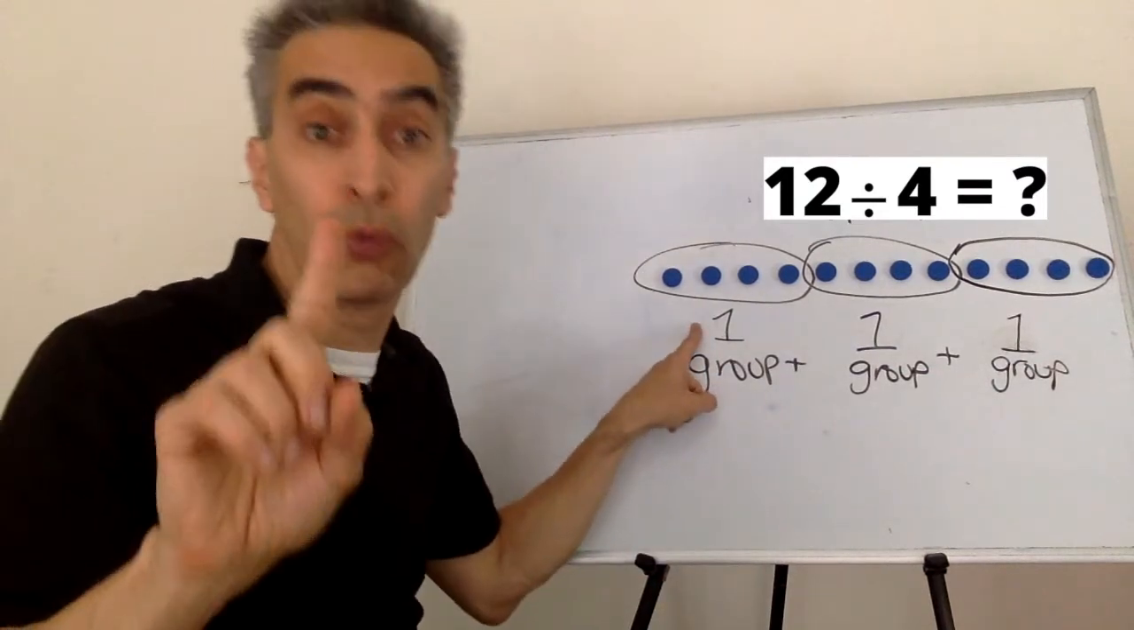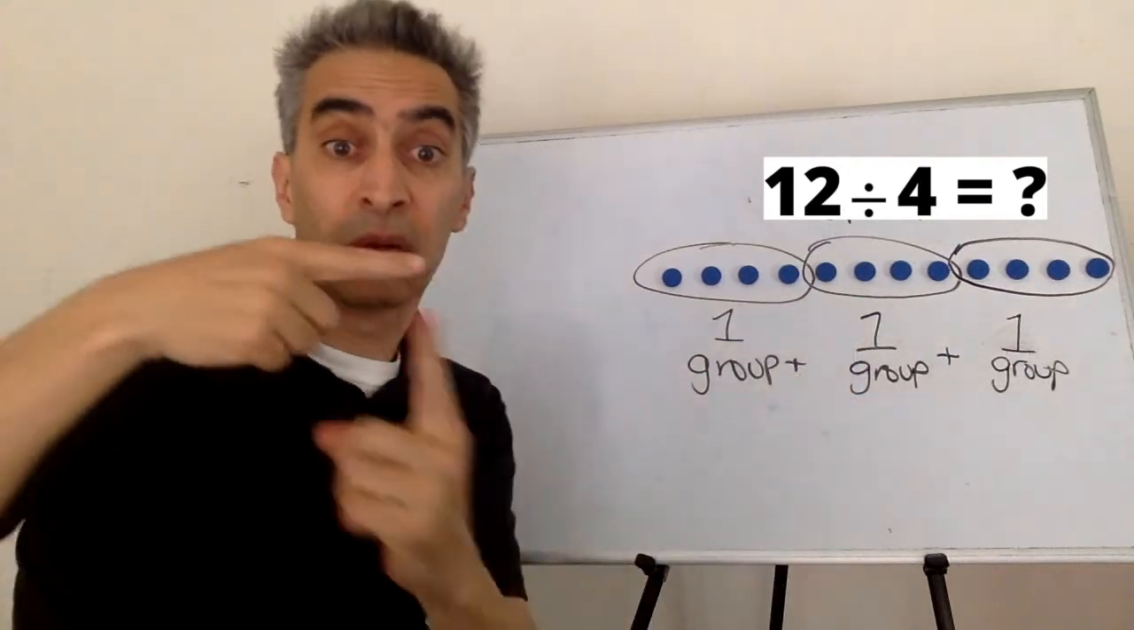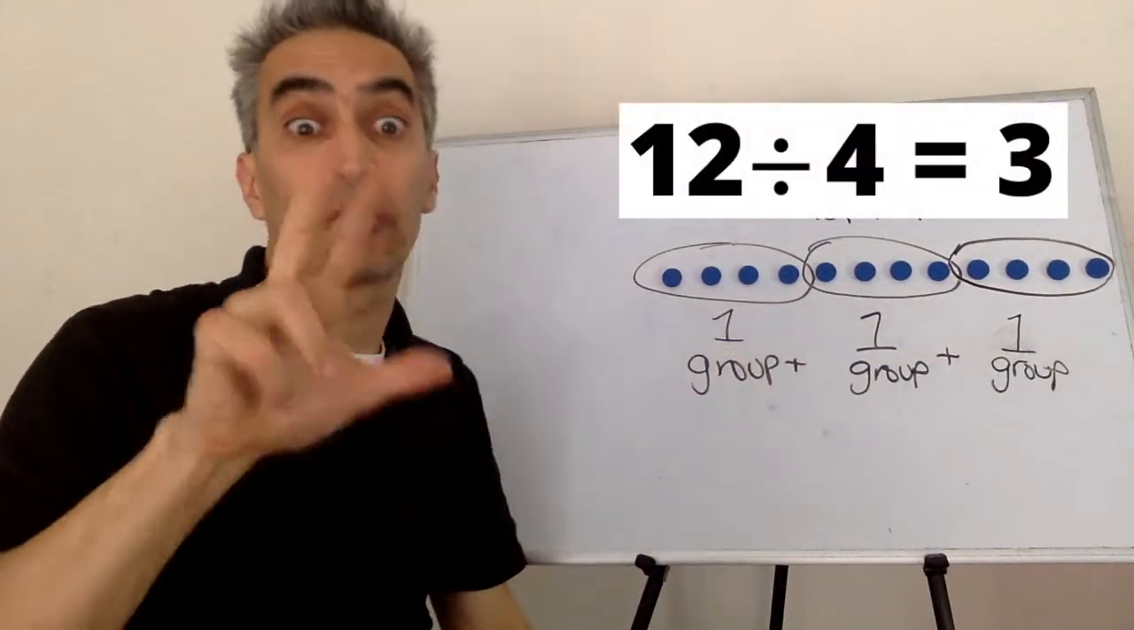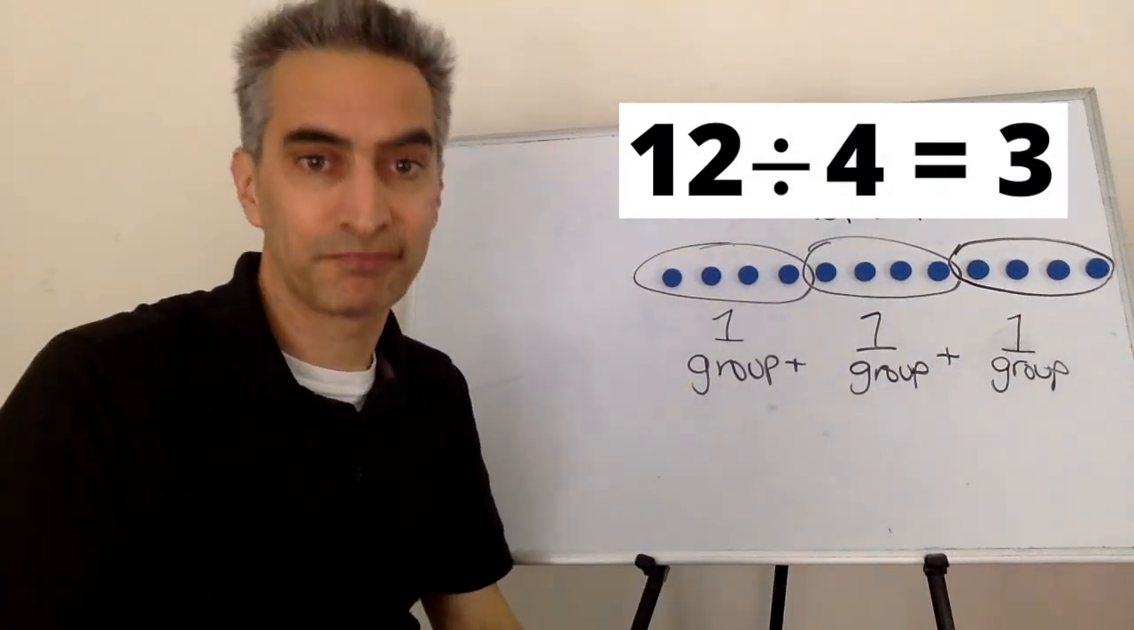How many groups do we have? 1 plus 1 plus 1 equals 3. The answer is 3.